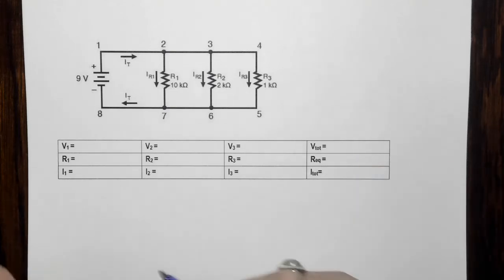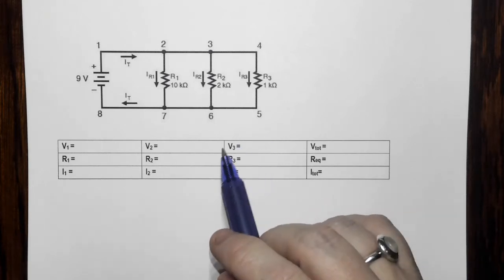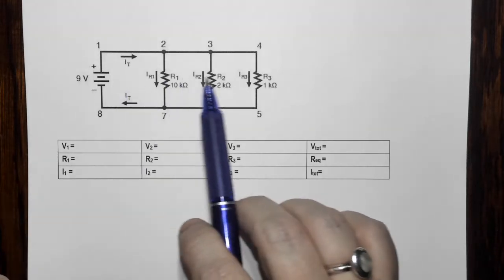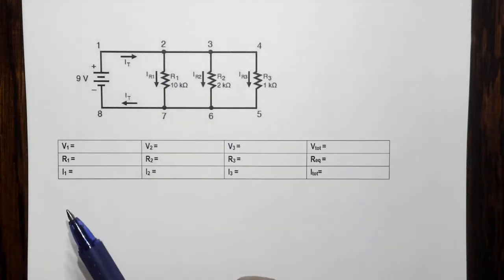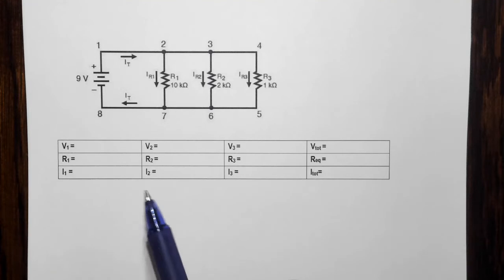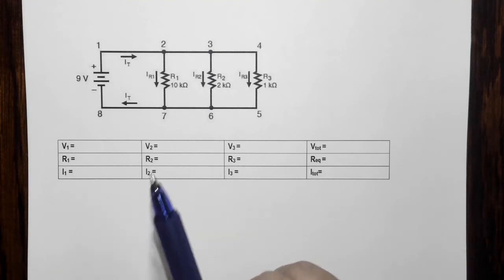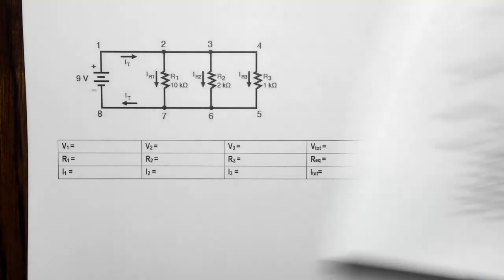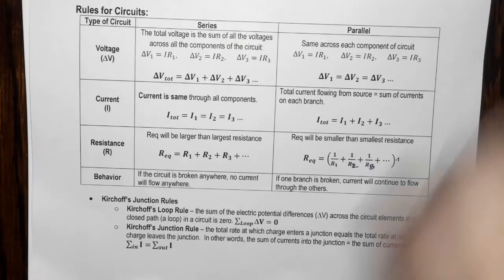Okay, now let's take a look at a parallel circuit and how we would analyze this circuit and find the voltage, the current, and the resistance for each of the elements on the circuit and for the circuit as a whole. Now, we have a parallel circuit, and you want to have two things at your ready here, a calculator, and you want to somewhere have access to your circuit rules, okay?